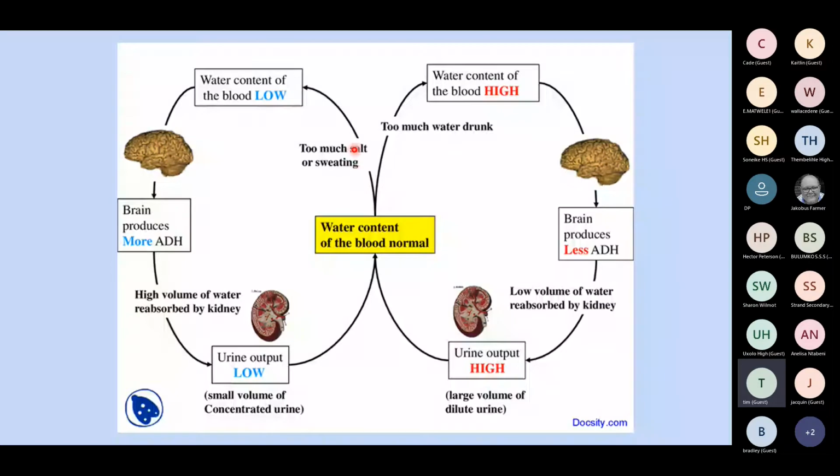Now you start sweating, or you have too much salt in your bloodstream. So the water content in your blood will become low. And because it's low, it stimulates the hypothalamus. And the hypothalamus sends a signal or an impulse to the hypophysis, which then secretes more ADH. And more ADH will then target the kidney. And then the kidney will reabsorb a higher volume of water, which lowers the urine output, which will then bring the water content back to normal.